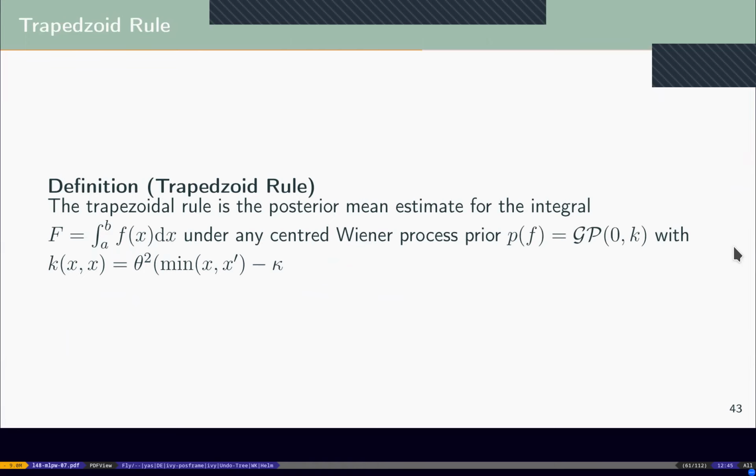So if we want to redefine what the trapezoid rule is, we can think about it like this. The trapezoidal rule is the posterior mean estimate for the integral under any centered linear process that has this covariance function. Now we have a definition of when the trapezoid rule should be used and where it comes from. Before, it was just an algorithm someone picked out of their hat because it kind of makes sense. Now it's tied to what we're solving.